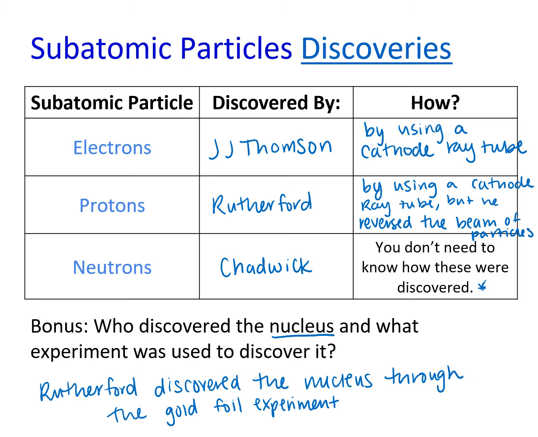Because some of those particles were being deflected at different angles or bouncing back, this led Rutherford to the idea that most of the atom is made up of empty space, but at the center of an atom is a very small, dense nucleus. That small, dense nucleus is what caused those alpha particles, when they collided with it, to bounce off at different angles, or even bounce all the way back and be detected on the same side of the gold foil. But most of the particles passed through and were detected on the opposite side of the gold foil.